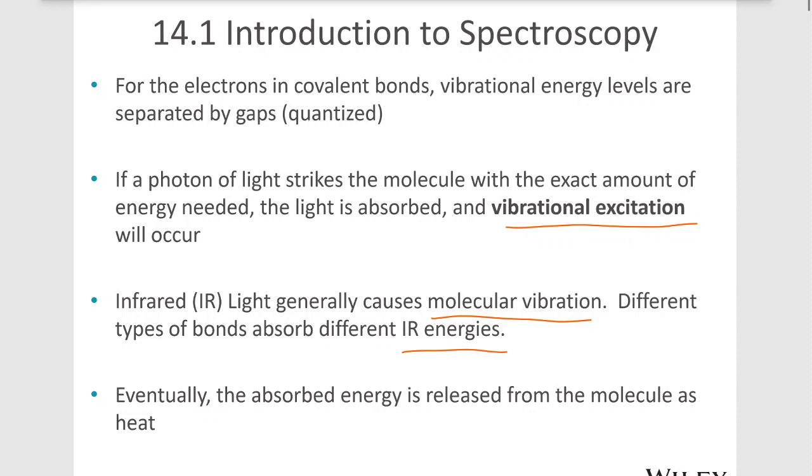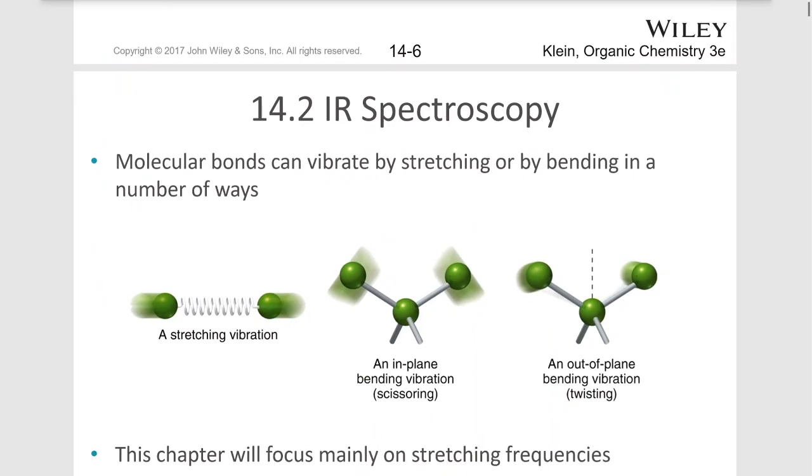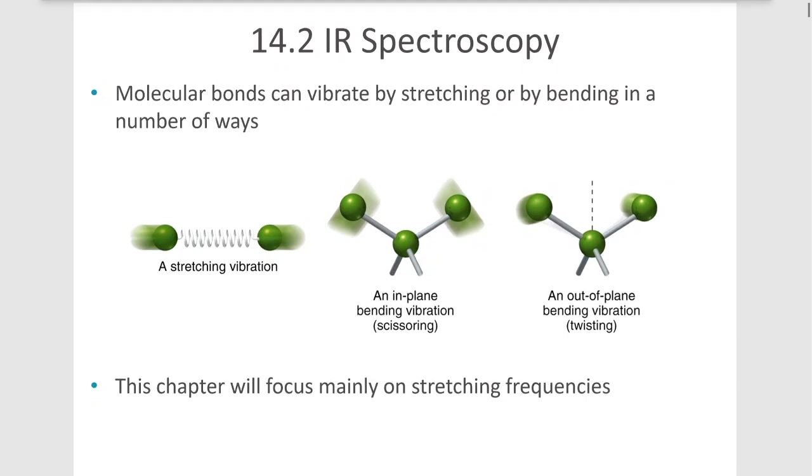Eventually this energy is released from the molecule as heat. The types of vibrations that we see are stretching vibrations, in-plane bending or scissoring vibrations, and an out-of-plane bending or twisting vibration. So we're going to see all of these types of vibrations in infrared spectroscopy, and generally we're going to see stretching vibrations in IR.